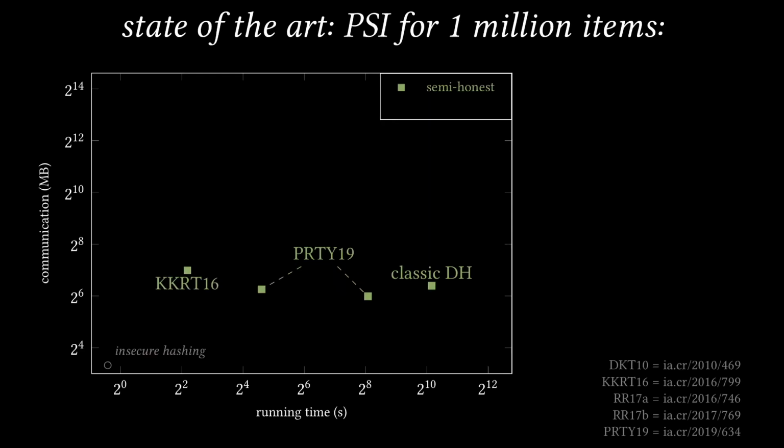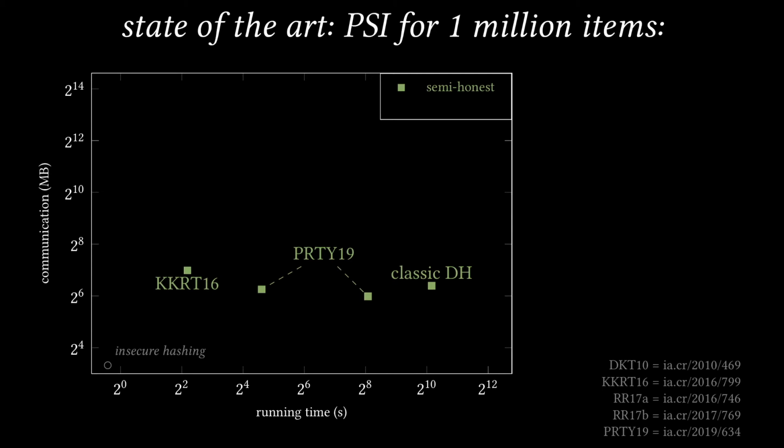To understand the context of our new results, I'll show you the state of the art in PSI. Here's a graph showing running time and communication cost of different two-party protocols executed on sets of size 1 million. Faster protocols are to the left, and protocols with less communication are towards the bottom. Note that both axes are in log scale.